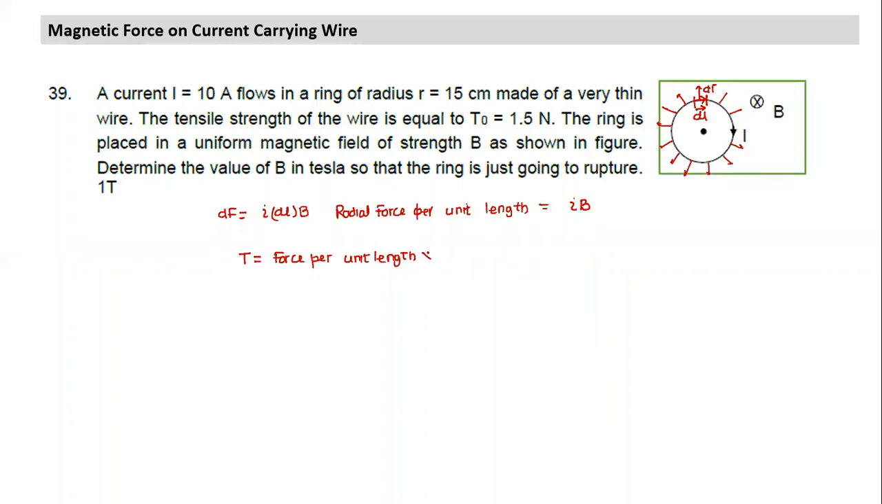How do we do it? I think we have done it a couple of times also. Take a small length theta. So what will the force be? This force will be IBR. That's the tension which is acting.